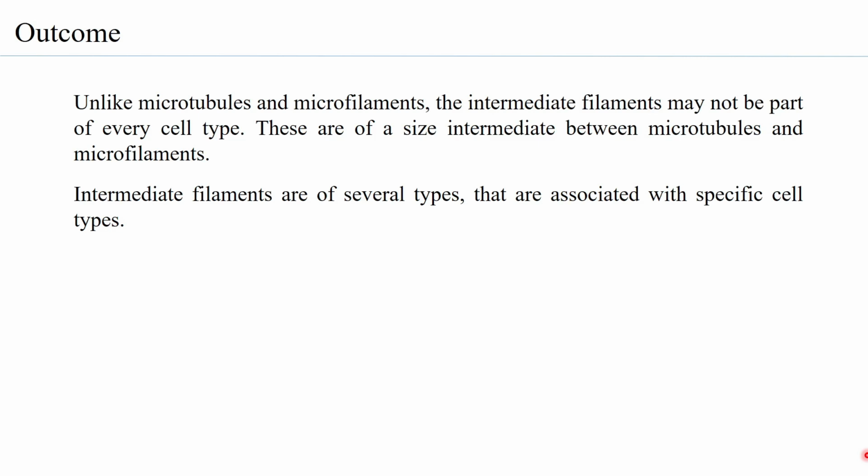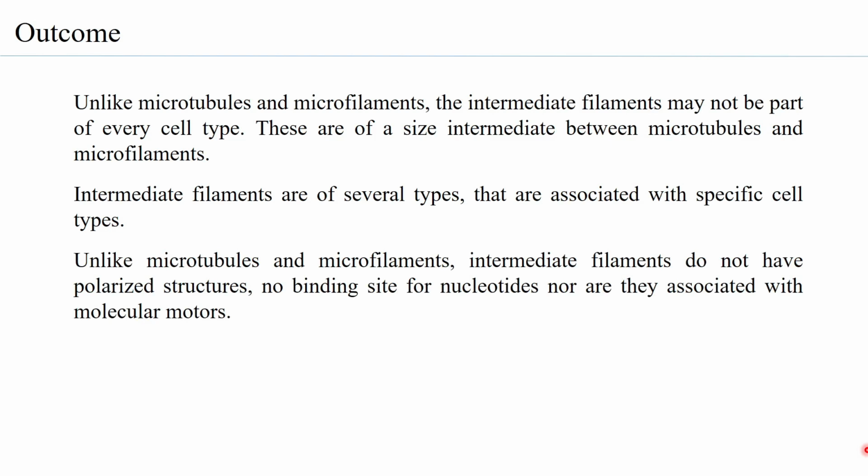So intermediate filaments are of several types, in fact. The reason for them being several types is that they are made up of more than one different protein. Unlike, for example, microtubules, which are primarily made up of tubulins, and microfilaments, which are made up of actins, intermediate filaments of different types are made up of different proteins. And they are associated with specific cell types as well. It is not necessary that you will find all types of intermediate filaments in all cells.